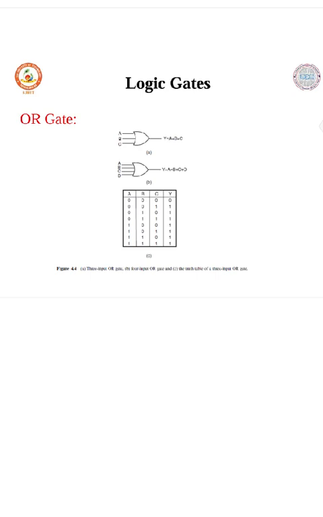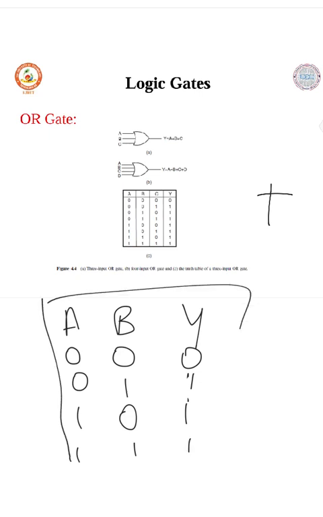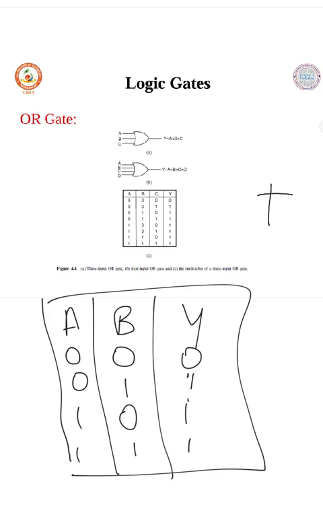Let me teach you. If it is 2 inputs, A and B are the inputs, Y will be the output. Input bits are 0 0, 0 1, 1 0, 1 1. OR gate means it performs the addition operation. So 0 plus 0 is 0, 0 plus 1 is 1, 1 plus 0 is 1, 1 plus 1 is 1. So this is your OR gate truth table for 2 inputs.